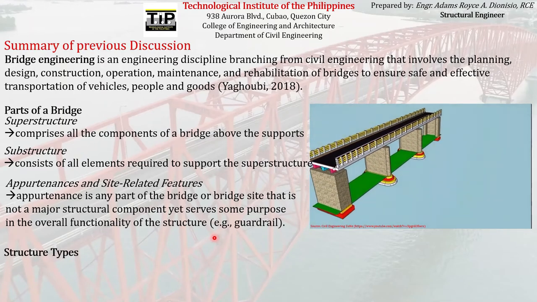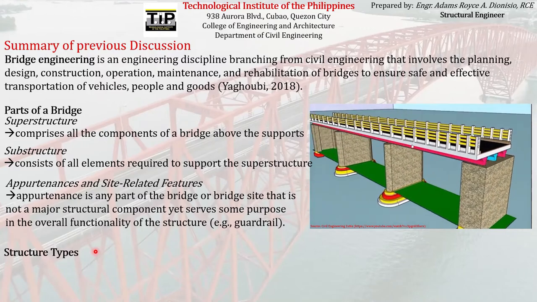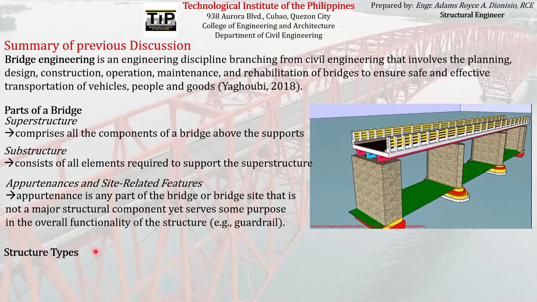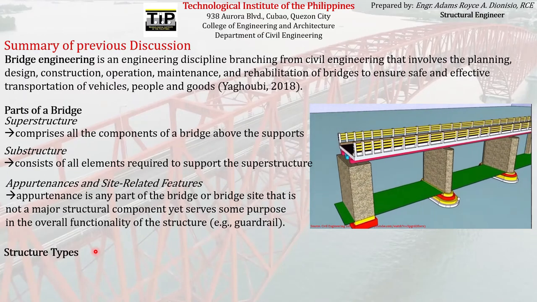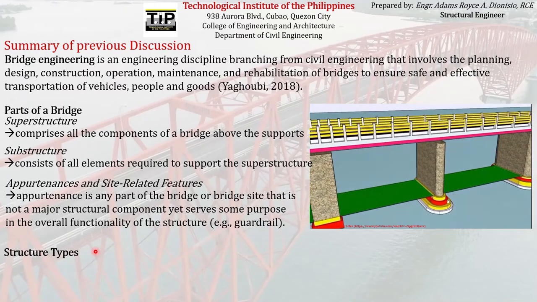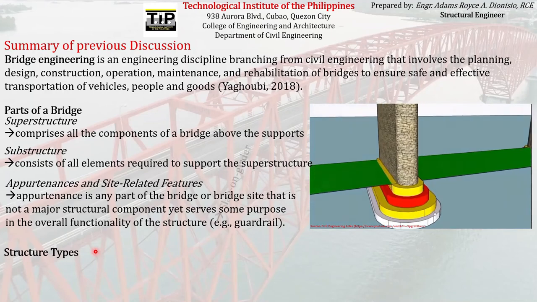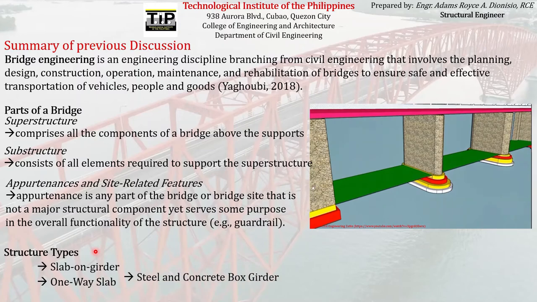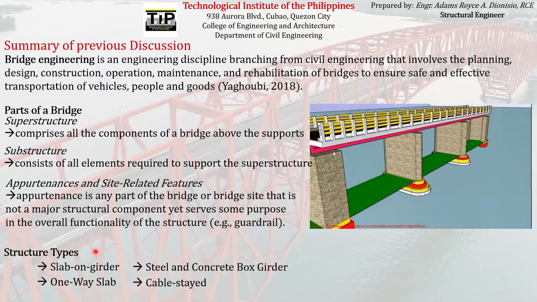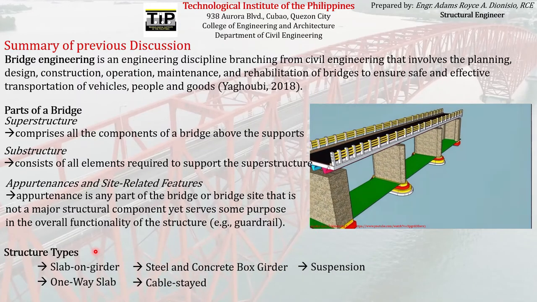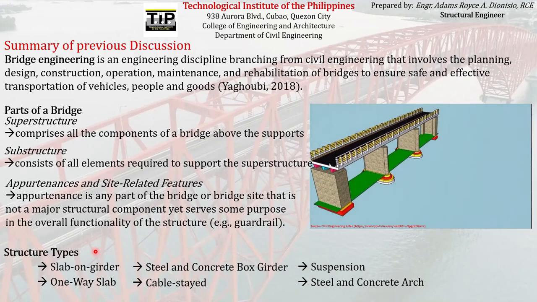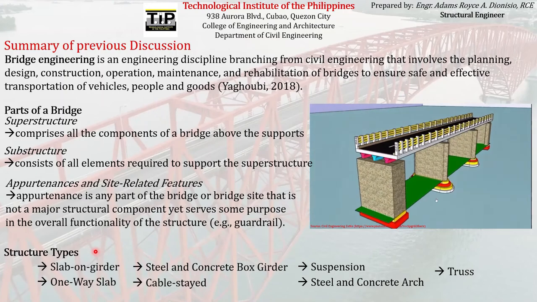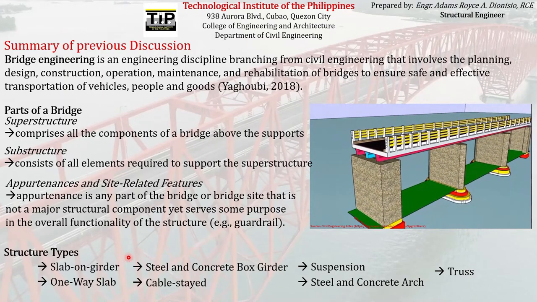Another thing that we have learned from our discussion last meeting are the different types of bridge structure. There are actually different types of bridge structure, and those are slab on girder, one-way slab, steel and concrete box girder, cable stayed, suspension, steel and concrete arch, and lastly, truss. So these are the different types of bridge structure.